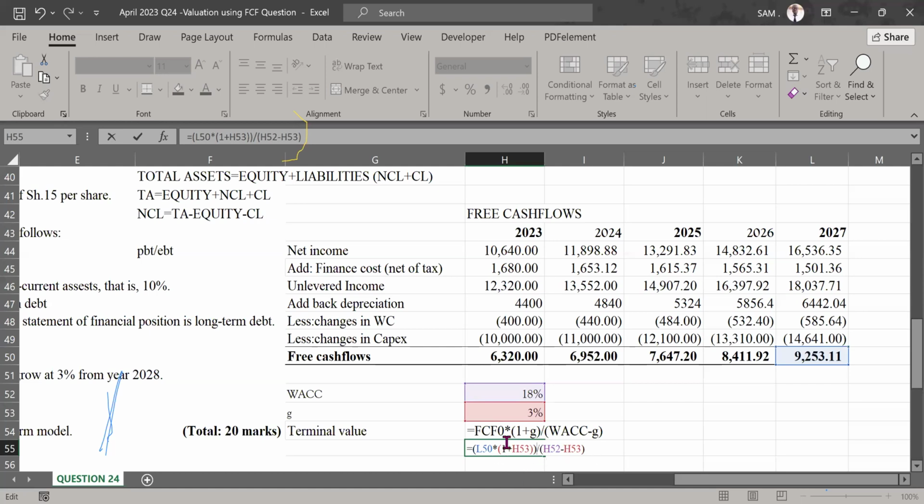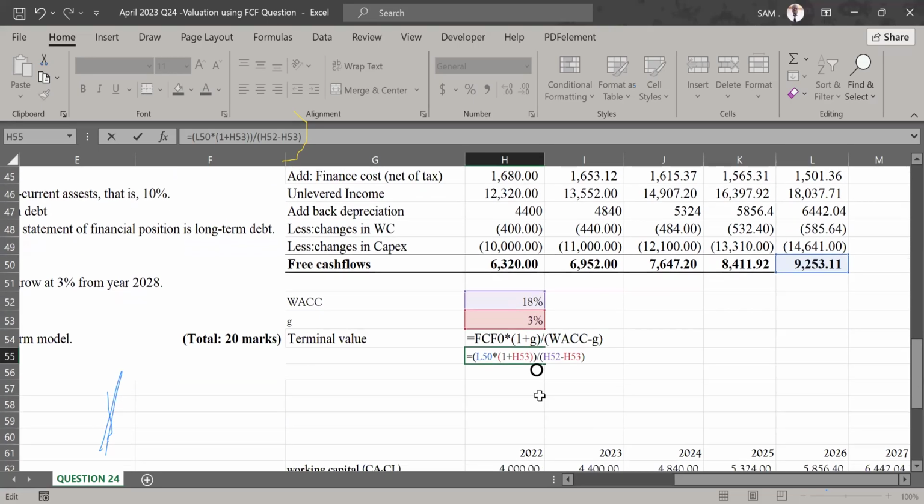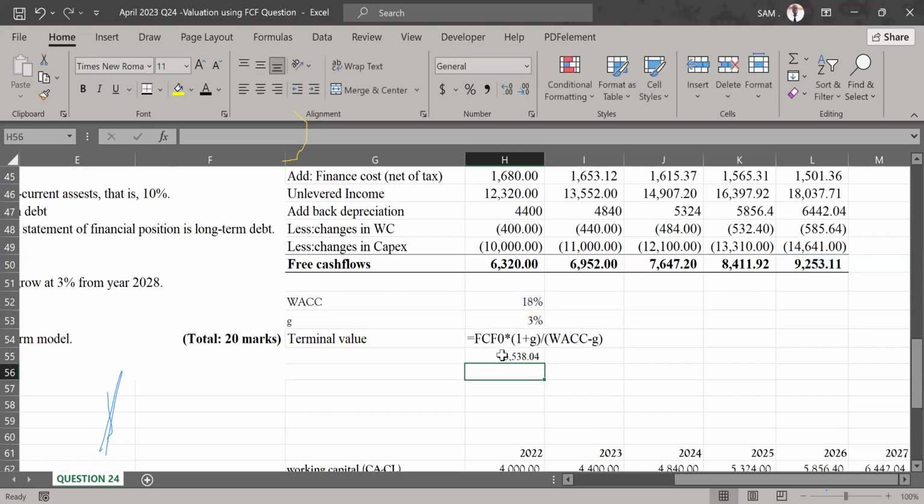Good. So we are dividing everything from the first computation with everything in the second computation. But in the first computation, we have to multiply by 1 plus g. I hope you are understanding the 2 brackets that I've introduced there. So when we do that, we are going to get a terminal value of, I can see here I have 63,538.04. Yes.